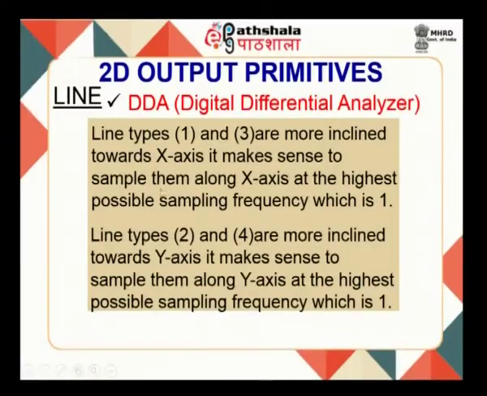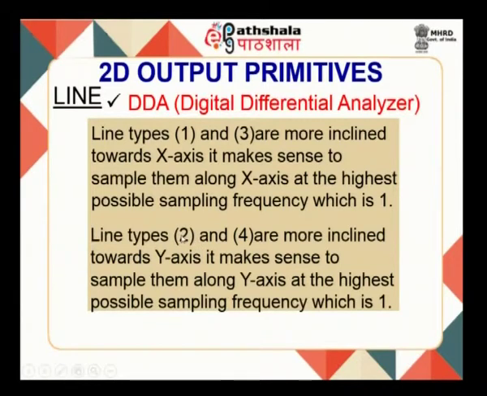As mentioned here, line types 1 and 3 are more inclined towards the x axis. The important observation is that we can sample them along the x axis at the best possible sampling frequency, which is 1 unit. Imagine you have lines which are more inclined towards the x axis.